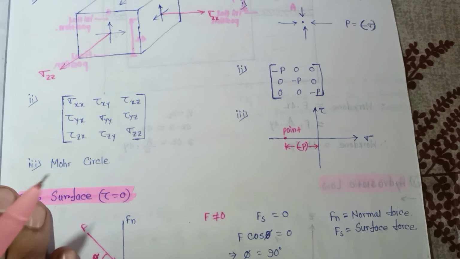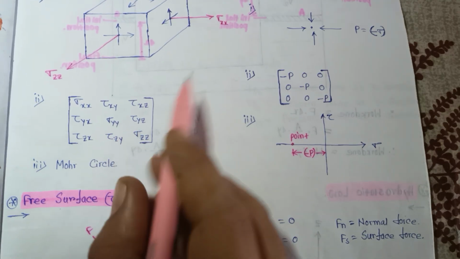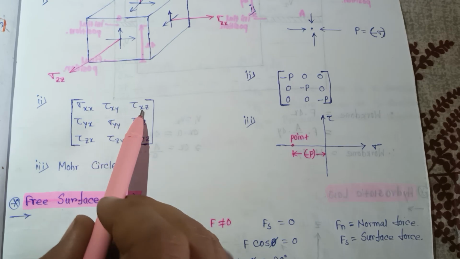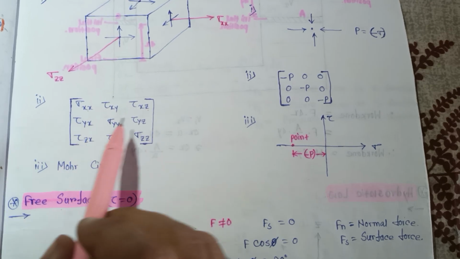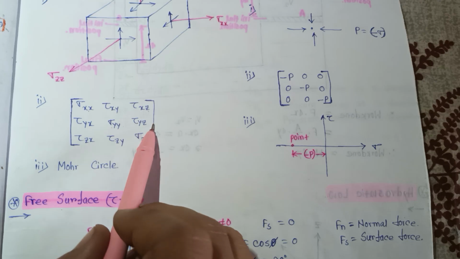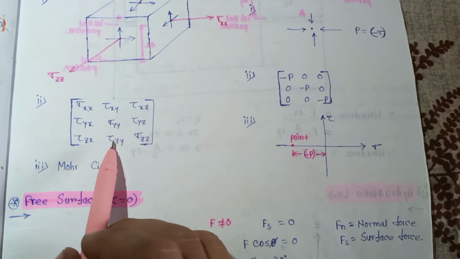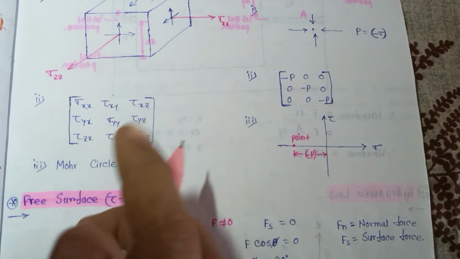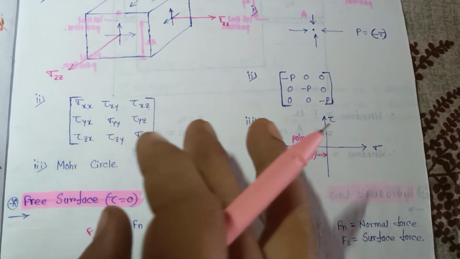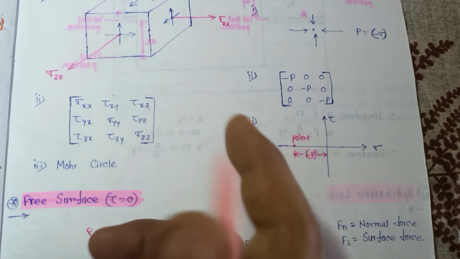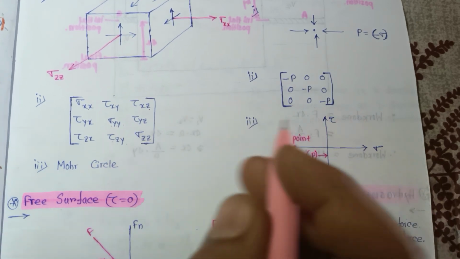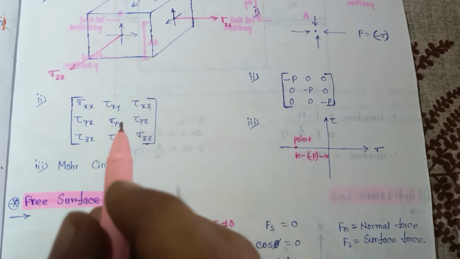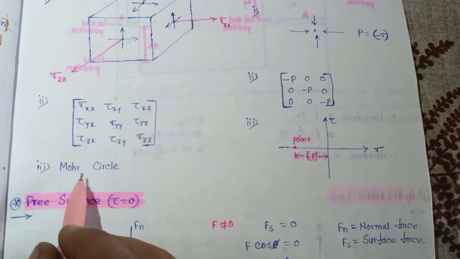Okay, so if we write all the stresses in matrix form, this will be sigma xx, tau xy, tau xz, tau yx, sigma yy, tau yz, tau zx, tau zy, sigma zz, and you can draw the Mohr circle. In strength of materials we study the Mohr circle. If you see the basics of strength of materials, you will understand what the Mohr circle is.